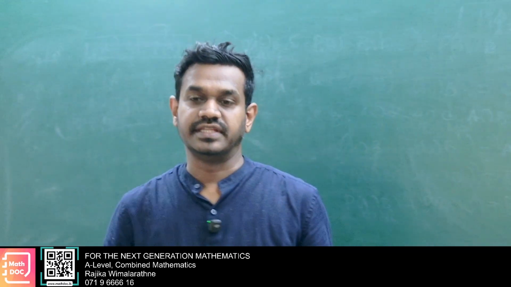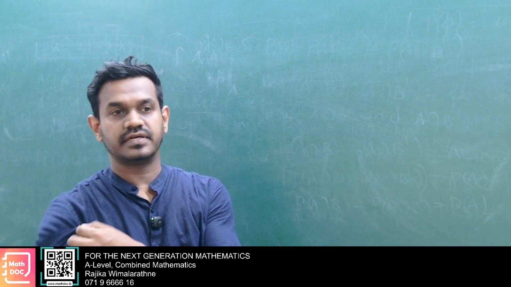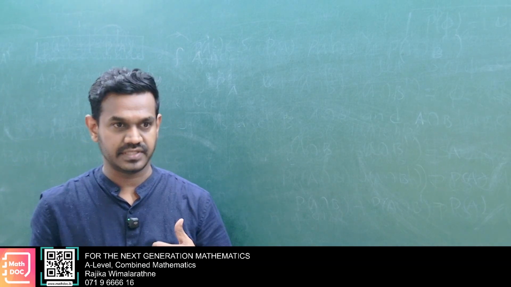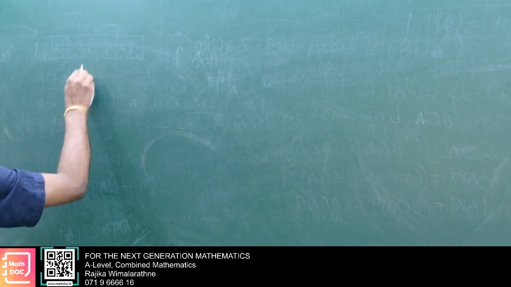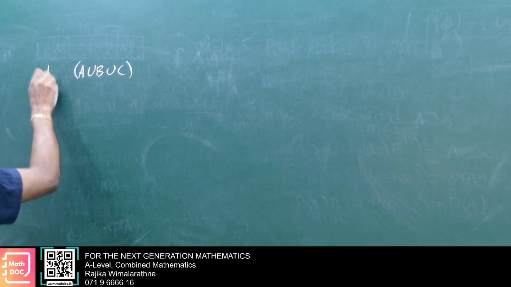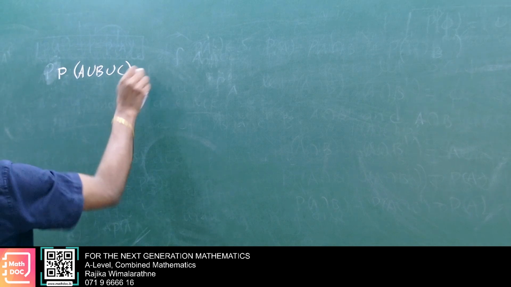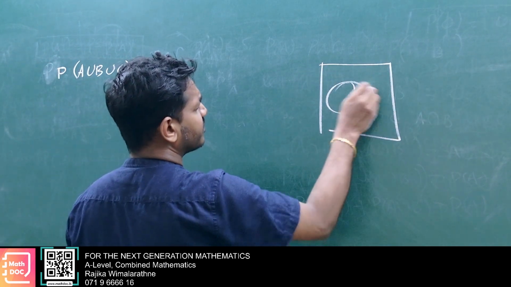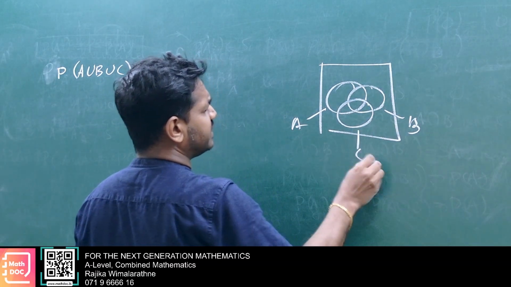Now let's move a little further. So we considered two events, A and B, inside the sample space. Now if you have A ∪ B ∪ C, P(A ∪ B ∪ C), see, now here we have three events A, B, C.